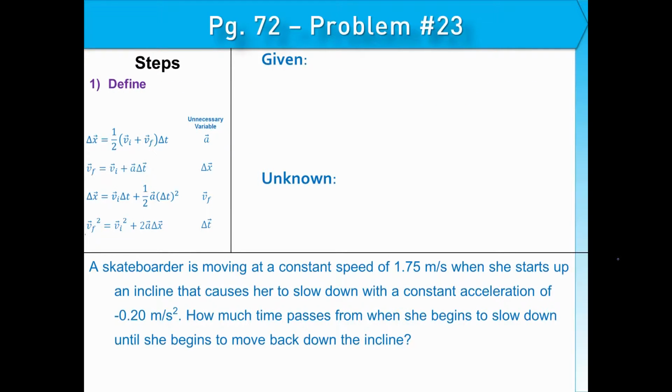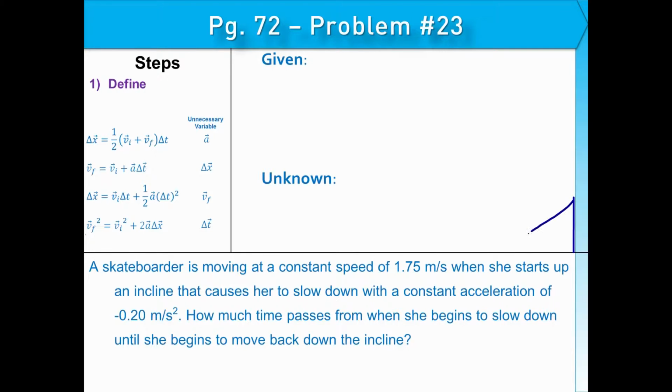So in this problem, you have a skateboarder moving at a constant speed of 1.75 meters per second when she starts up an incline that causes her to slow down with a constant acceleration of negative 0.20 meters per second squared. How much time passes from when she begins to slow down until she begins to move back down the incline? So let's go ahead and just draw a diagram of what's going on.